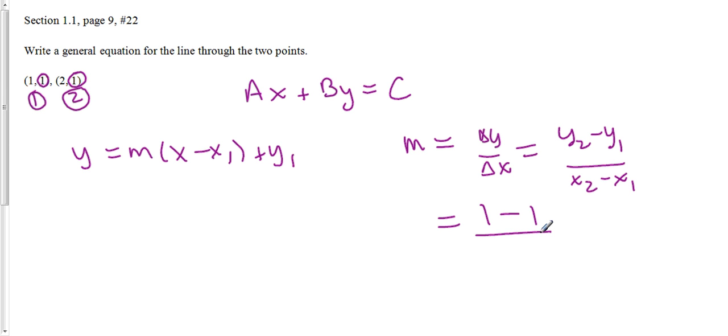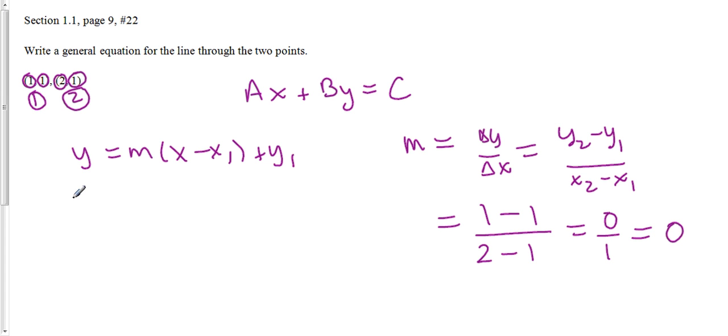And then even though I can tell this is going to be 0, I still want to substitute into the denominator to make sure that it's not 0 over 0, which would be a problem. So x2 is going to be 2, and x1 is the x value of the first point, 1, and so what I'm going to end up with is 0 over 1, or 0.